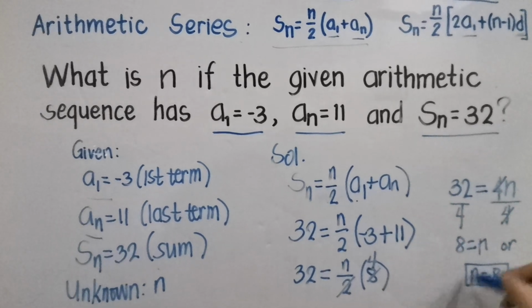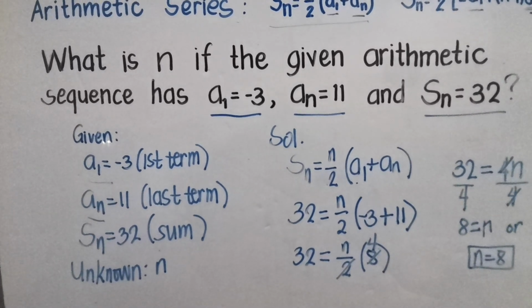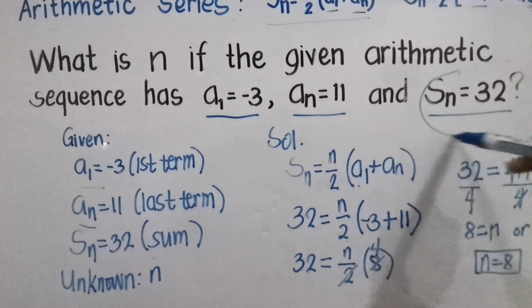So that means, in our problem, there are 8 terms whose sum of the terms is 32.